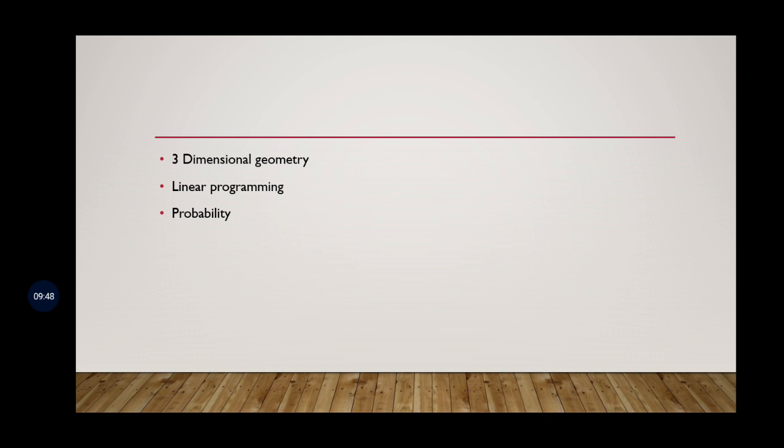For linear programming they will ask us definitions again. For probability we need to know P of A bar B. These types of questions will only come from that chapter for probability.